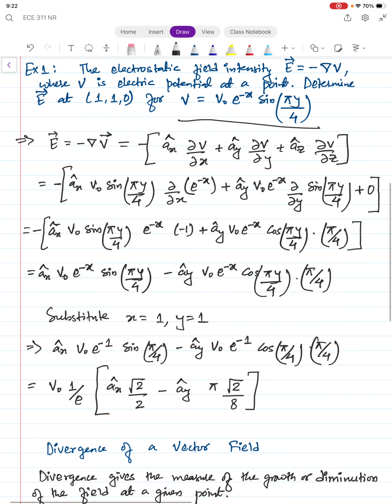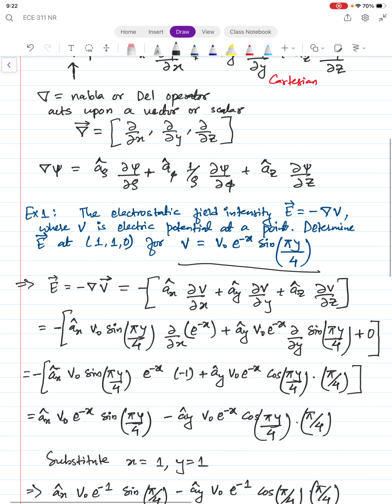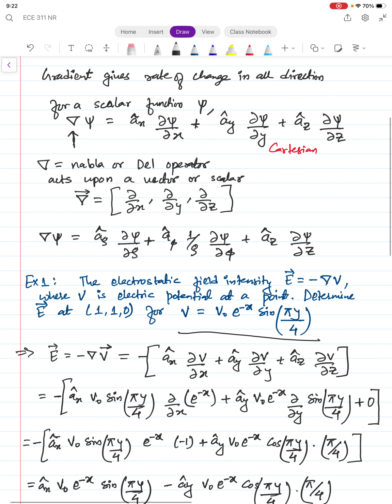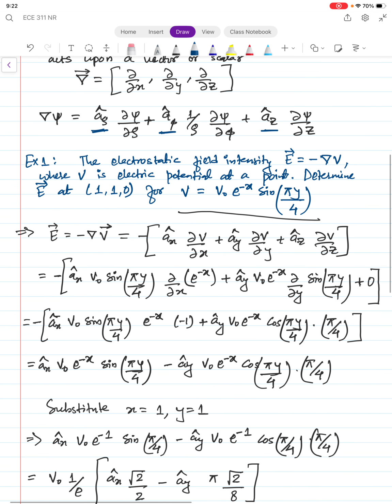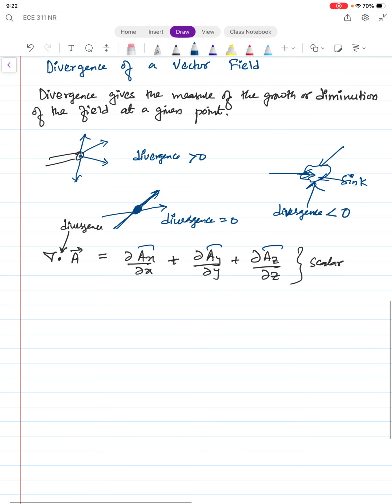whereas the result of the gradient was a vector because you had these a_x hat, a_y hat, and a_z hat, or a_rho hat, a_phi hat, a_z hat. Here you don't have them as a vector, therefore the result of the divergence is a scalar.